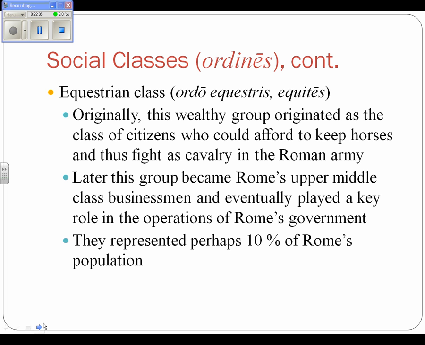Good, I've already done so in the PowerPoint. The second tier of social classes in ancient Rome was known as the Equestrian Order. Okay? In Latin, it was commonly referred to by one of two phrases. Simply the word equites, the second option up there, simply means horsemen or knights. The first phrase, Ordo Equestris, means, well, the Equestrian Order, or the Equestrian class.